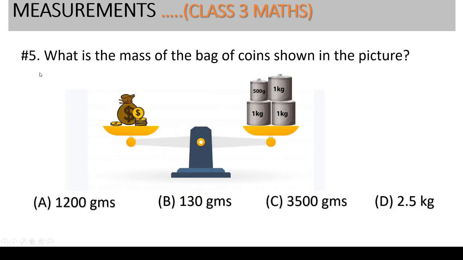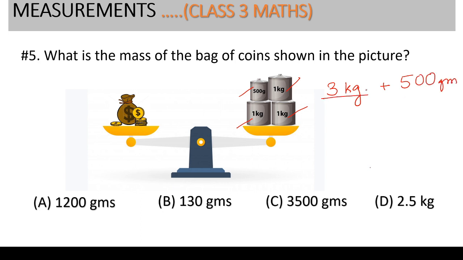Next question. What is the mass of the bag of coins shown in the picture? So here we have the bag of coins on one balancing scale and here the other weights. What will it be? Pause it and try it yourself. Well, let's see if your answer is correct. So we need to add 1 kg plus 1 kg plus 1 kg plus 500 grams. 1 plus 1 plus 1 is 3 kg and 500 grams.